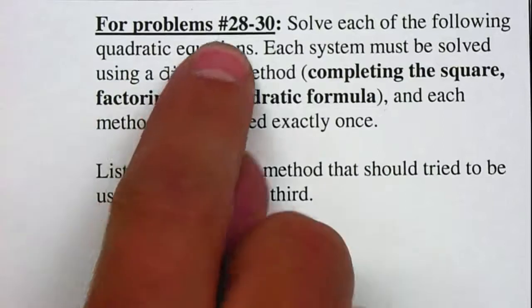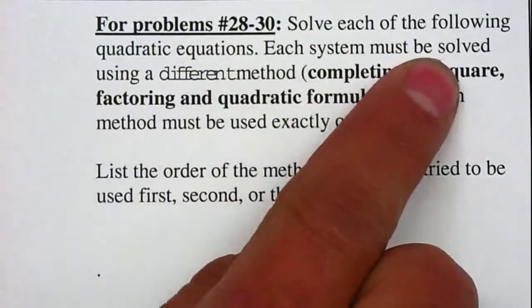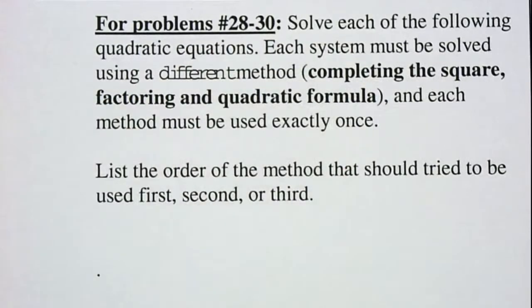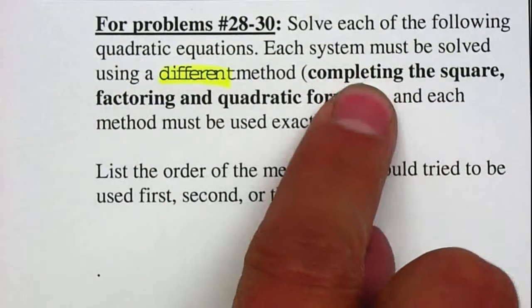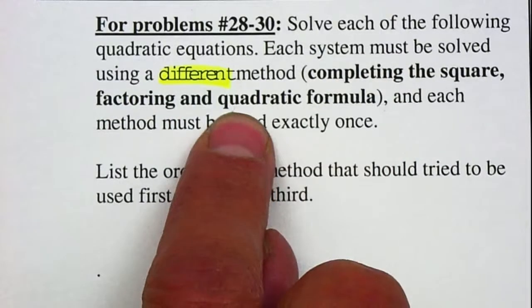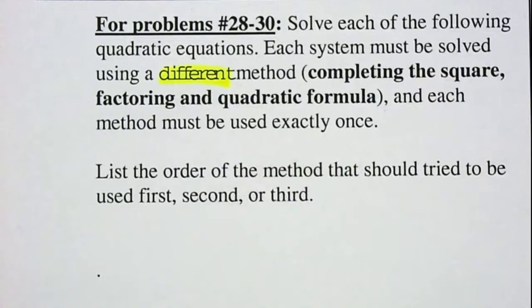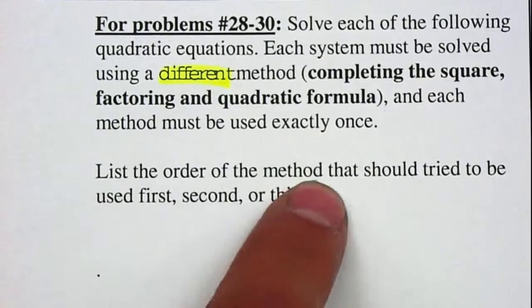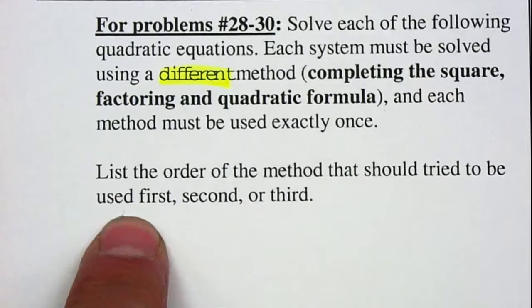For problem number 28 through 30, solve each of the following quadratic equations. Each one must be solved using a different method. So you have to solve one by completing the square, one by factoring, and one by quadratic formula. And you can only use each method once. List the order of the method that should be tried first, second, or third.